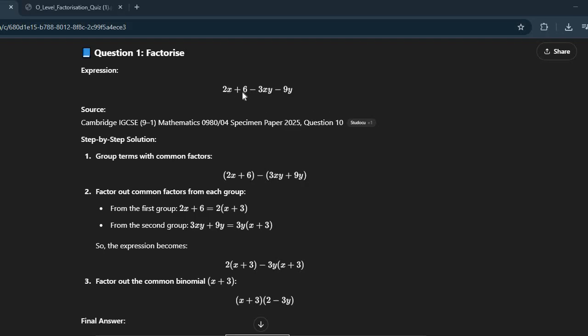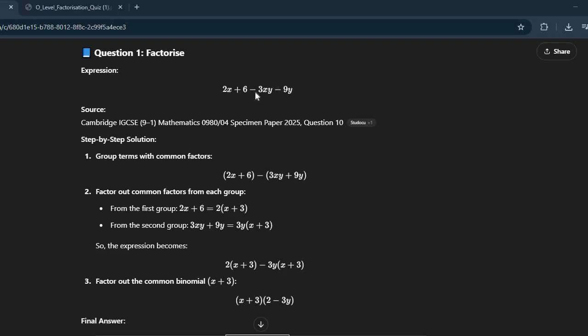Here a simple question was given: 2x plus 6 minus 3xy minus 9y. Now what you have to do, this is not a quadratic equation, it is already in split form. Now you have to group the terms. First group 2x plus 6, this is with x and this is without x, and the second group is with xy and 9.